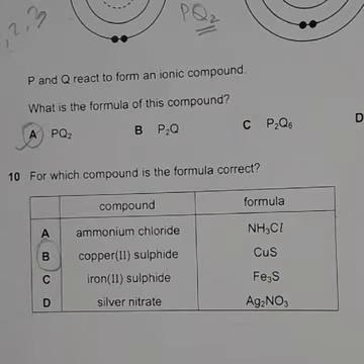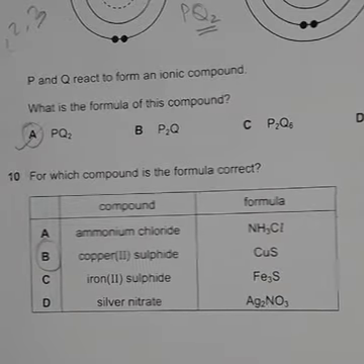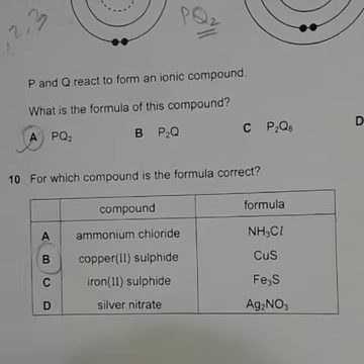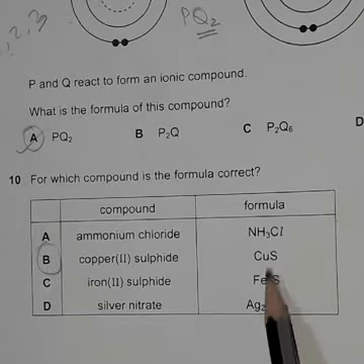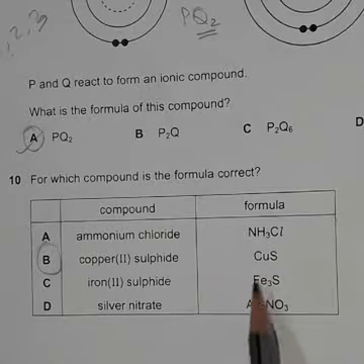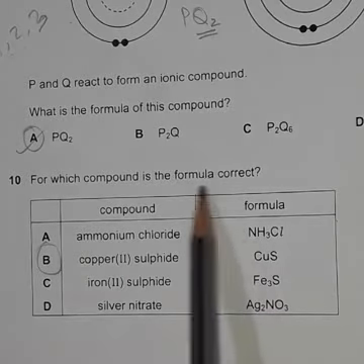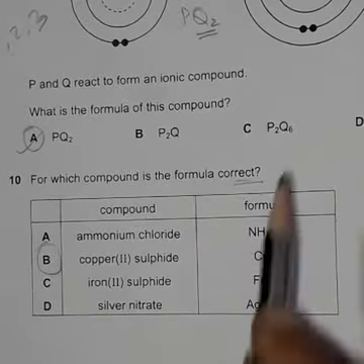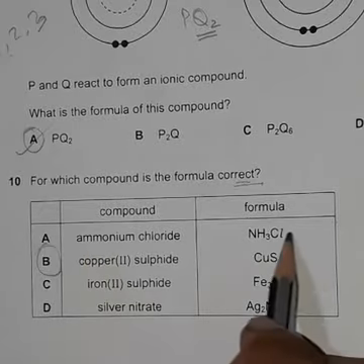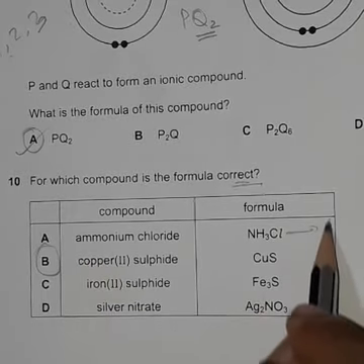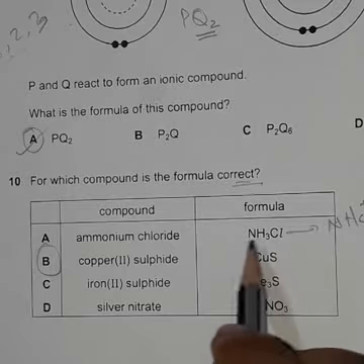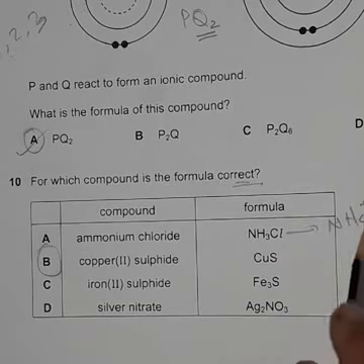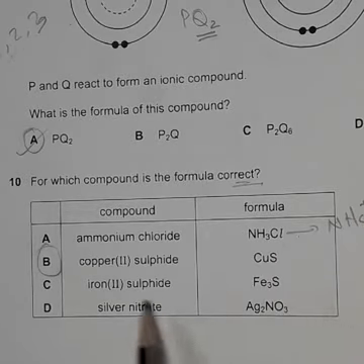Next question, question number 10, June 2008. Here you have to write which formula is correct. Here compounds and their formulas are given. Which formula is correct? Here first one, ammonium chloride. Ammonium, you know, NH4 plus, NH4Cl, not NH3Cl. So it is not correct.